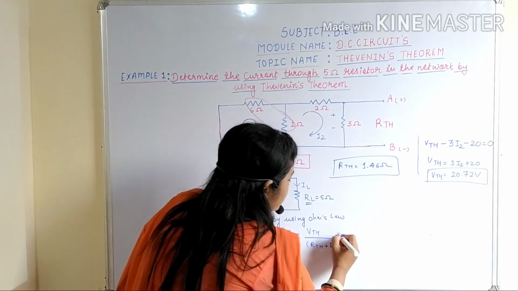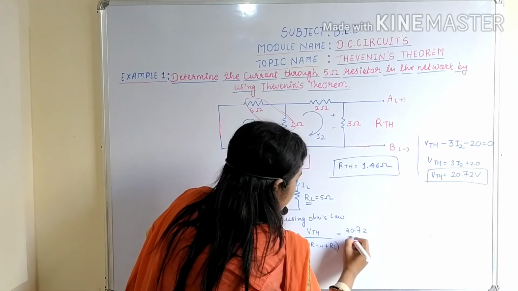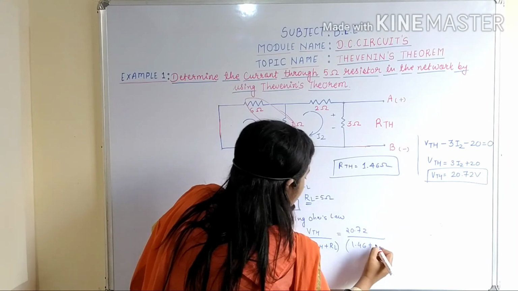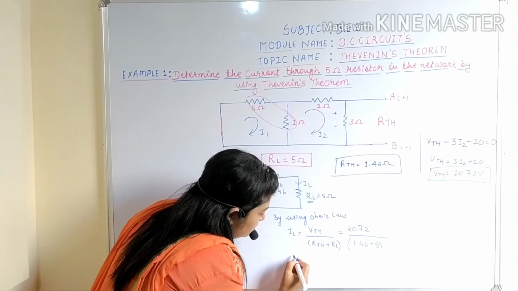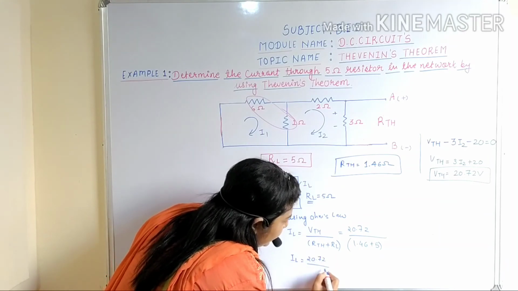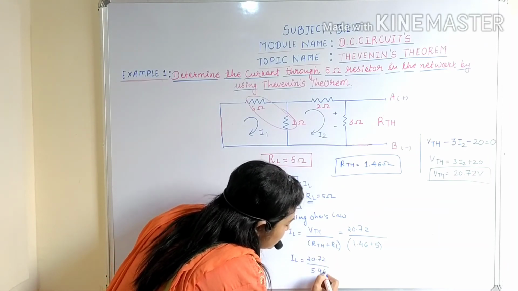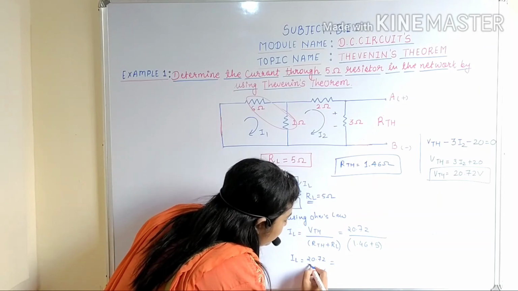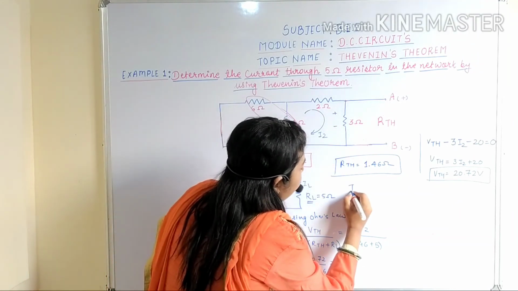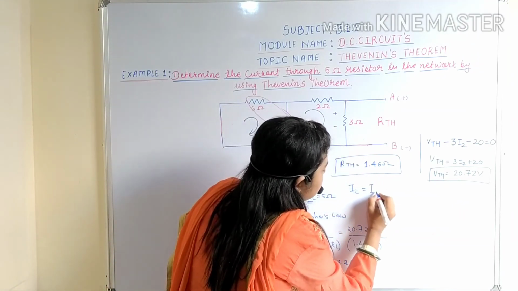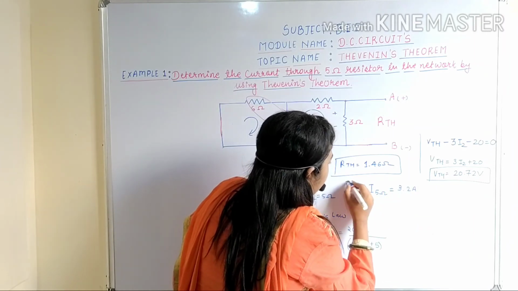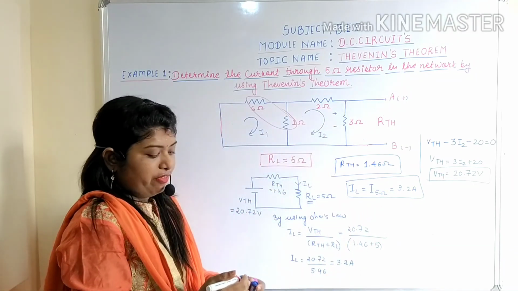Am I right? What is VTH? 20.72 divided by 1.46 plus 5. IL is equal to 20.72 divided by 5.46. After calculating this, what will you get? 3.2 ampere. So current flowing through the 5 ohm resistor is equal to 3.2 ampere by simply using Thevenin's theorem.